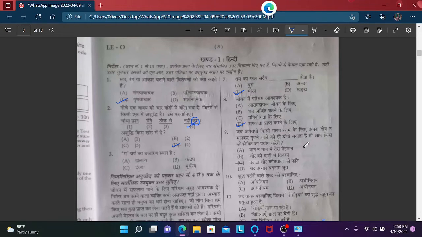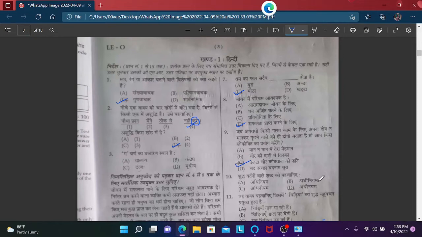जब अपराधी किसी गलत काम के लिए अपना दोष न मानकर पूछने वालों को ही दोषी बताता है तो आप किस लोकोक्ति का प्रयोग करेंगे? That is the 9th question. उल्टा चोर कोतवाल को डांटे. Right, option C is the answer.